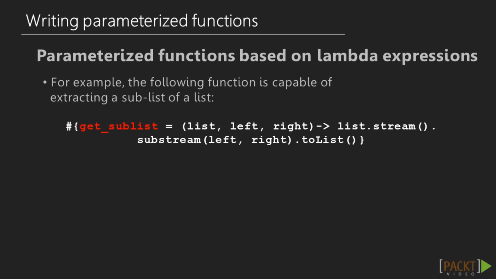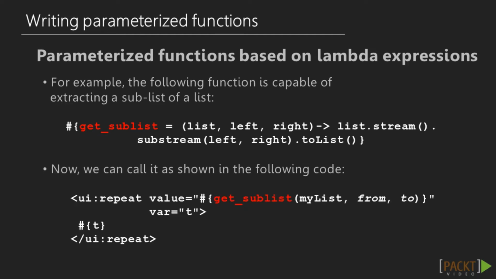But what if we want to take advantage of lambda expressions, but we don't like to write such expressions? Or we want to reuse our lambda expressions in an easy manner? Well, a solution can be to write functions with parameters based on lambda expressions and call them in the JSTL style. For example, the following function is capable of extracting a sublist of a list.